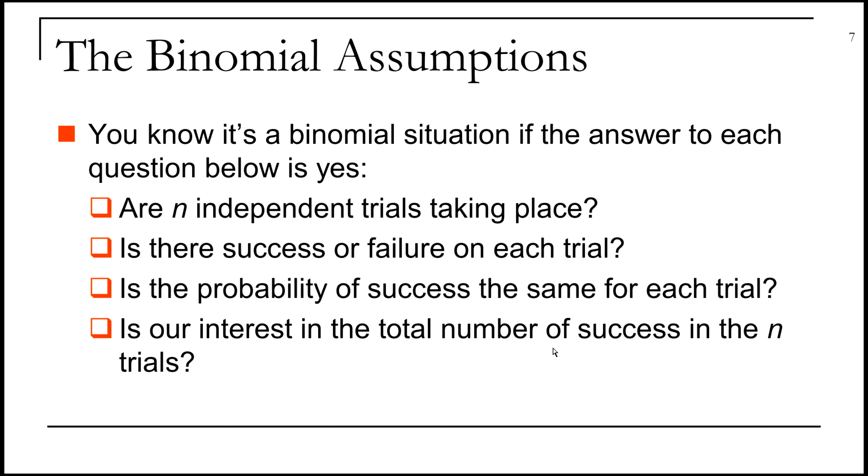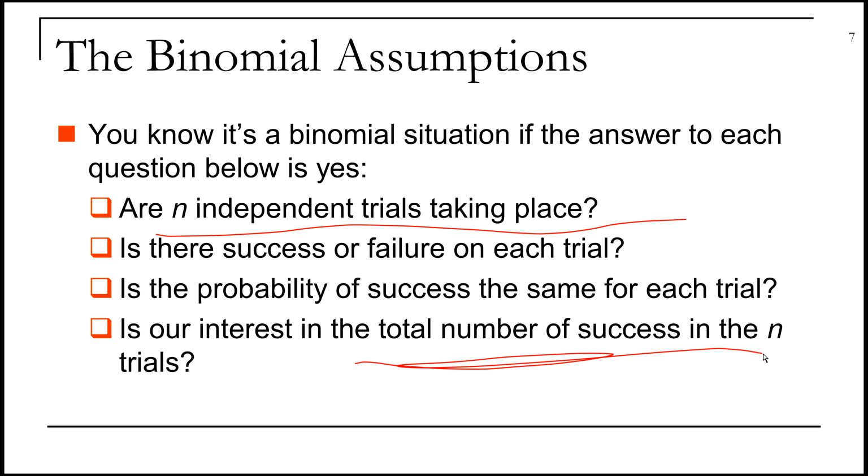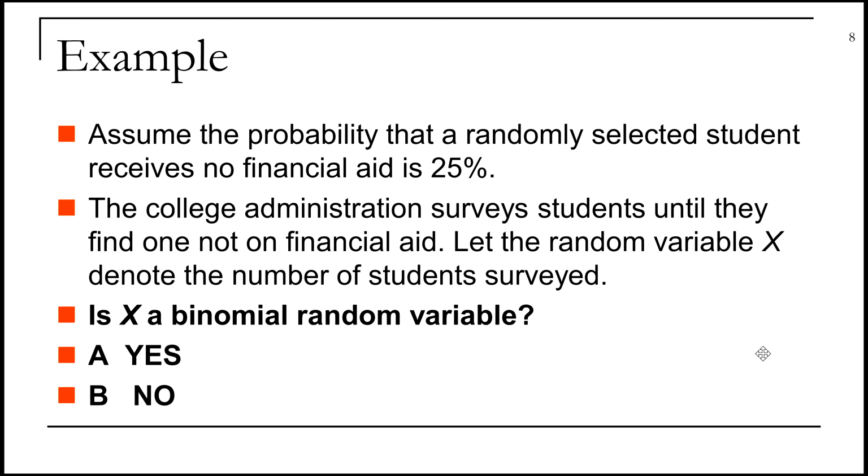The binomial assumptions. How do you know it's a binomial situation? There are n independent trials taking place, with success or failure on each trial. The probability of success in each trial is the same. It stays constant at P. And your interest is in the total number of successes in the n trials.